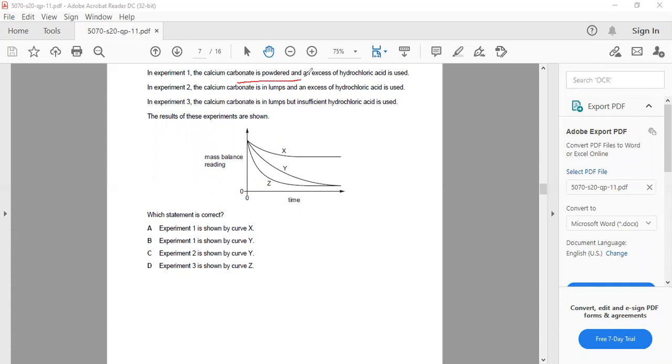Now read the question. In experiment 1, powdered calcium carbonate and excess hydrochloric acid. Lumps and excess. It means lumps should be slower. Lumps mean big pieces of calcium carbonate. So one should be this one. Two should be this one. Why? Because calcium carbonate in lumps, but insufficient acid. It means the reaction is not complete, which is 3. In 1 and 2, you see the product should be the same, because acid is in excess, the reaction completed. So which of the options is correct? See, experiment 2 is the.